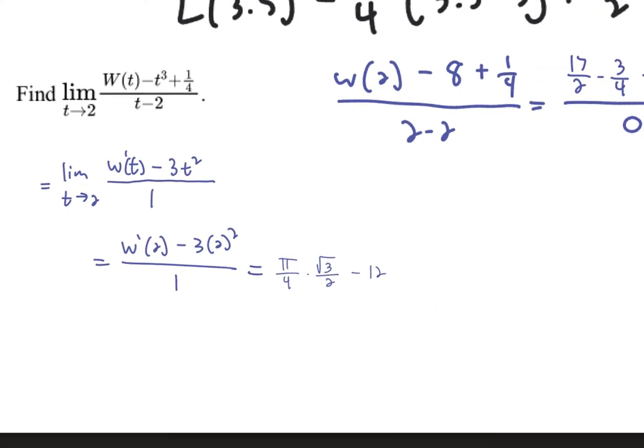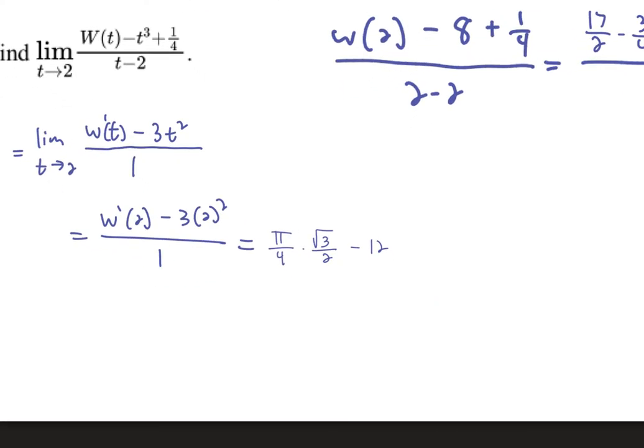Okay, remember you can leave your answer like this if you want. I'll clean it up just in case it's like a multiple choice question. Okay, and then we get a common denominator, so 12 is 96 over 8. So this will be pi root 3 minus 96 over 8.